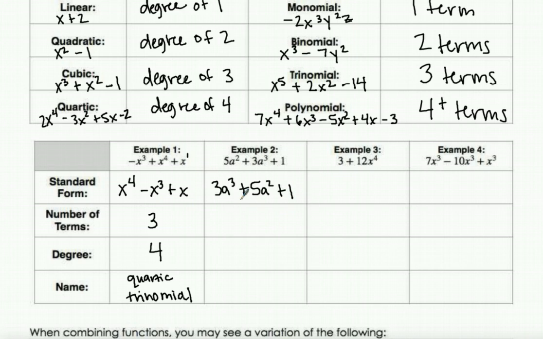My number of terms is going to be 3, because I've got 3 distinct pieces: the 3a to the third, the 5a squared, and the 1. My degree is also going to be 3 because my highest exponent was 3. So to name this one, this would be a cubic trinomial.